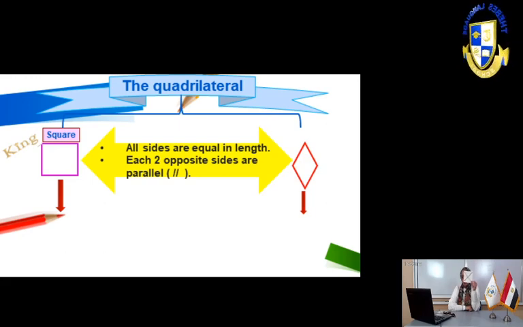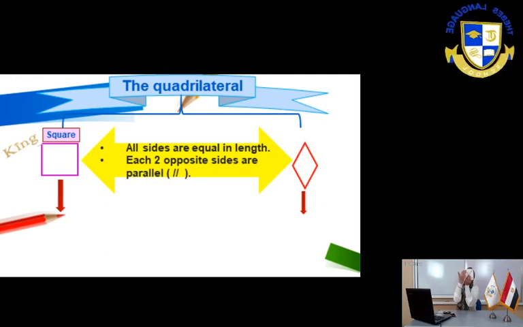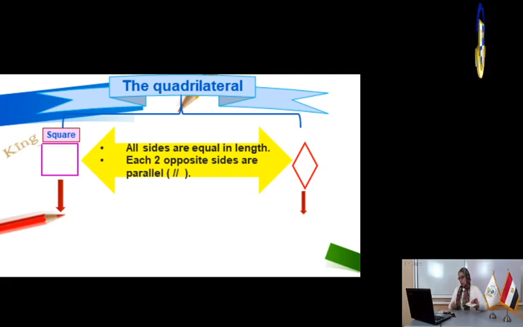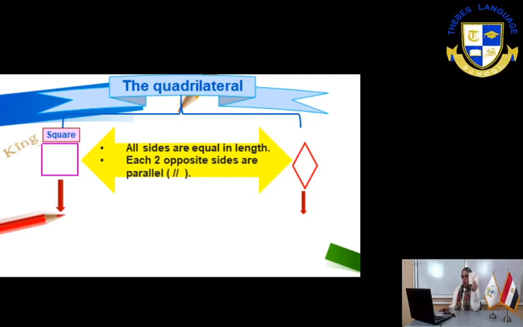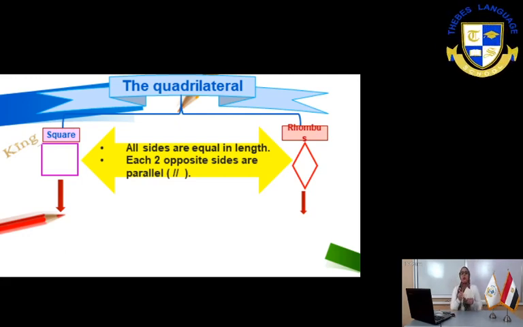And the last property for the diagonals of the square is that the 2 diagonals bisect each other. So this part must equal that part in the diagonal, and this part also equals that part. Okay? This is for the square diagonals. Okay. Now, if we have a rhombus, at first, what is the difference, or what is the property of square and rhombus?